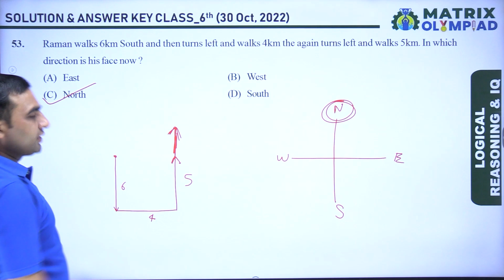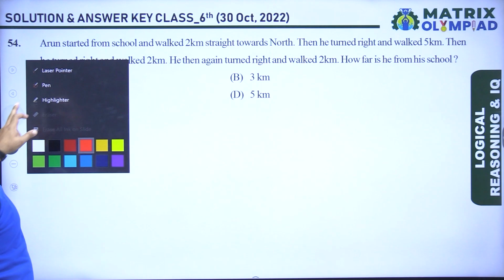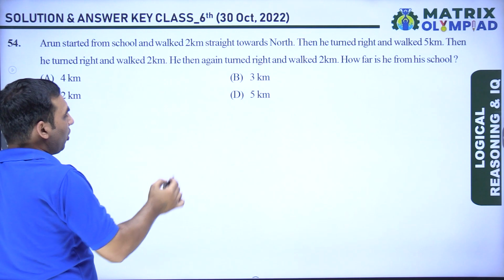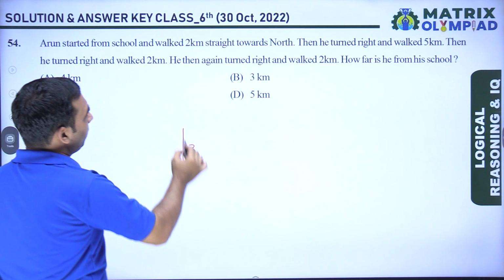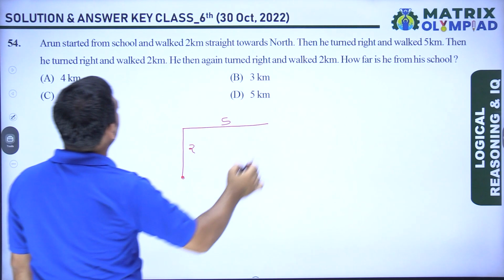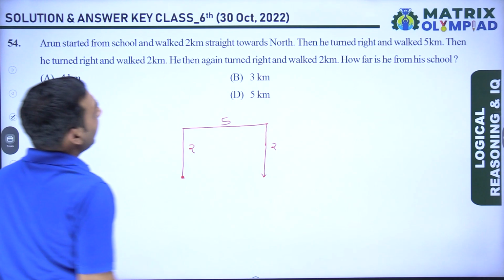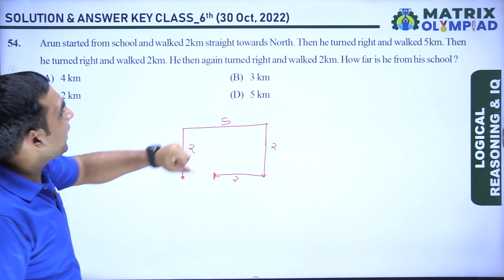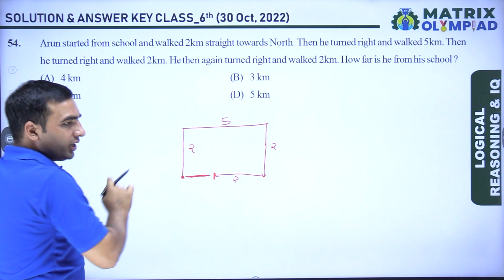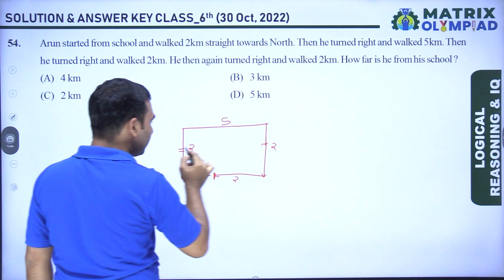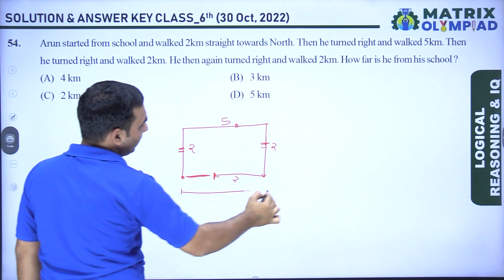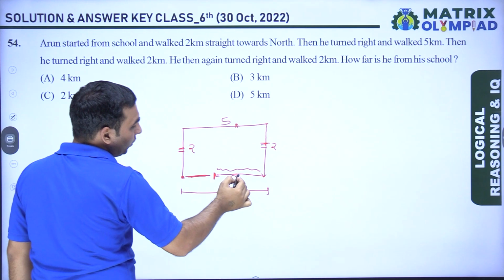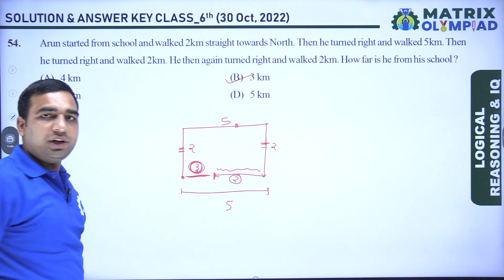Next question is question number 54. Arun starts from a school and walks 2 km towards north. Then he turns right and walks 5 km. Then again he turns right and walks 2 km. This person is here. How far is he from his school? This distance is between the school and the starting point. This distance is 2, this is also 2. If this total is 5, and this part of the distance is 2, then the remaining distance is 3. Our answer is 3 km. Option B is the correct answer.